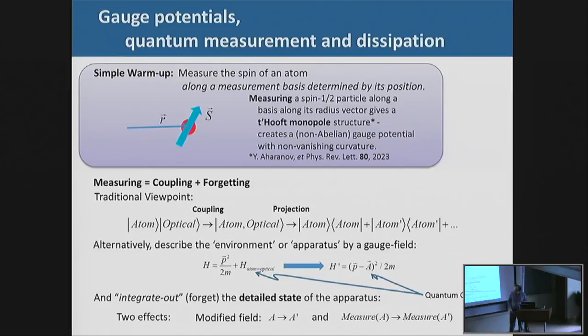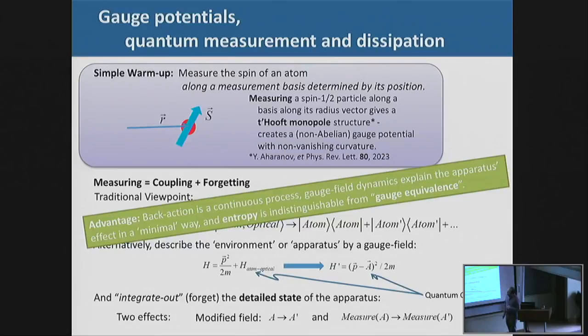If we do that, we can imagine integrating out the detailed state of the apparatus, which is to say that as we are scattering photons off of this atom, we can just forget about where those photons went. When we do that, we get a modified form of gauge field. This is a little bit subtle, but we also get a modified measure of the gauge field, which is to say that there are a certain number of gauge equivalent configurations, and the measure of how many equivalent configurations we have is changing. Okay, so what does that get us?